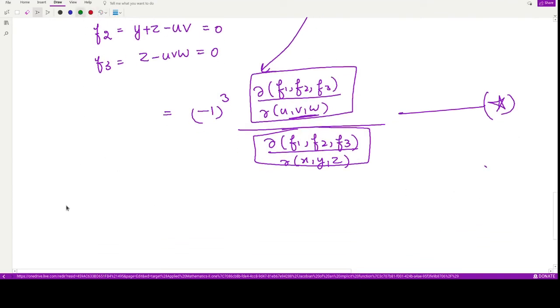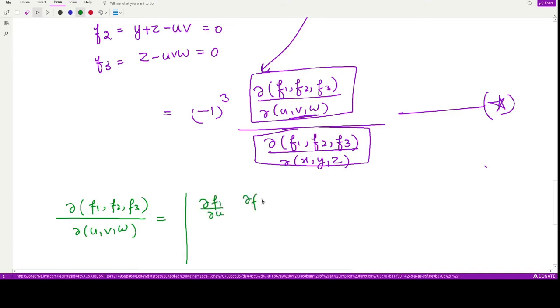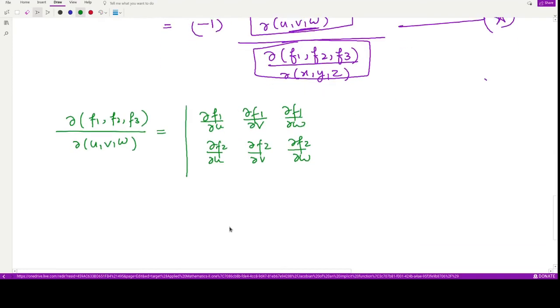So firstly we'll compute del of f1, f2, f3 with respect to u, v, w. So what is the value here? It is equal to del f1 by del u, del f1 by del v, del f1 by del w, del f2 by del u, del f2 by del v, del f2 by del w. And then we have the quantity del f3 by del u, del f3 by del v, del f3 by del w. So we have to compute these partial derivatives.